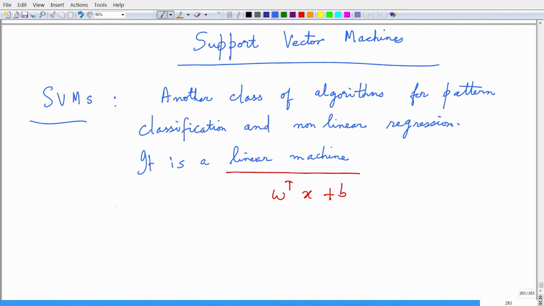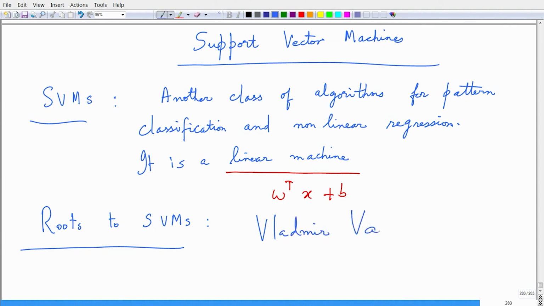and the roots of these support vector machines are from the work of Vladimir Vapnik, and this is a very elegant theory with firm roots in convex optimization.